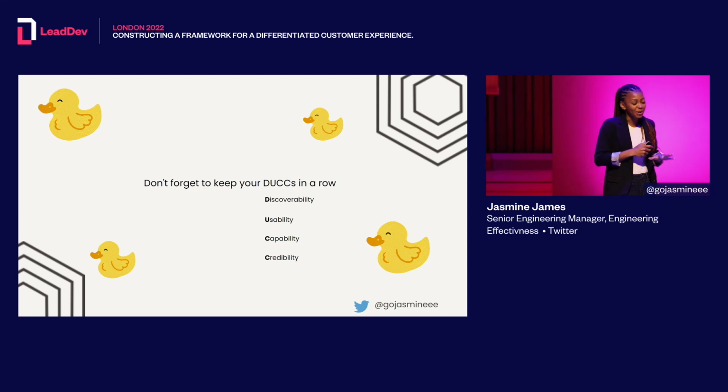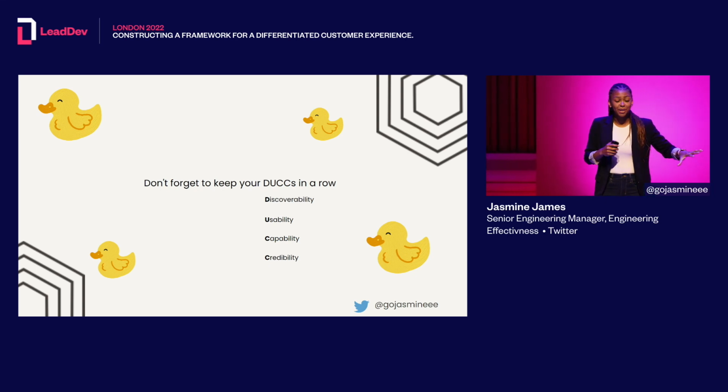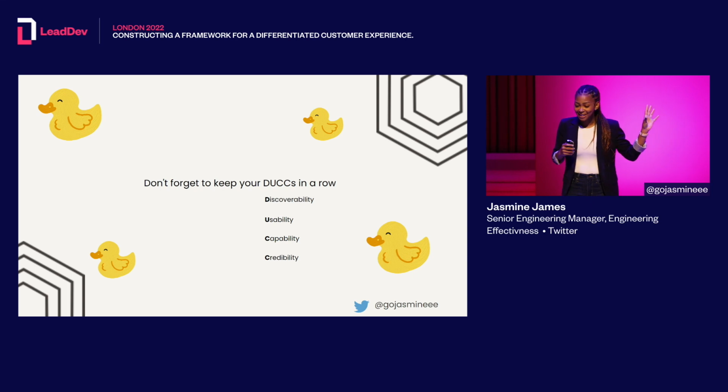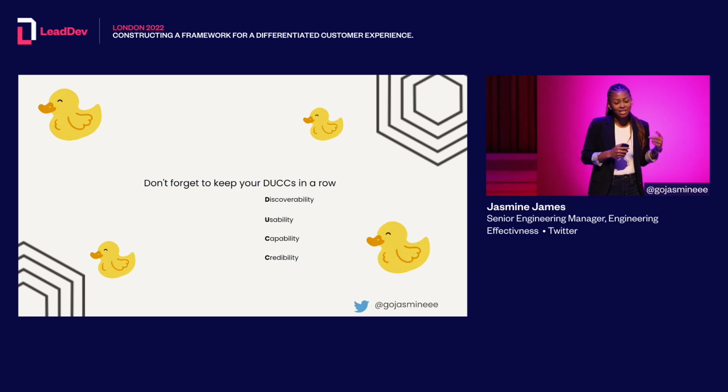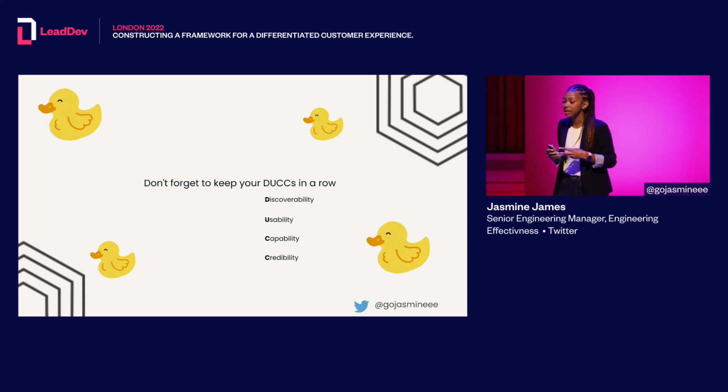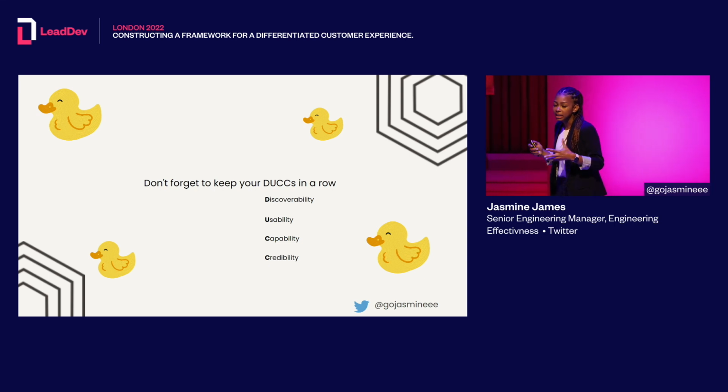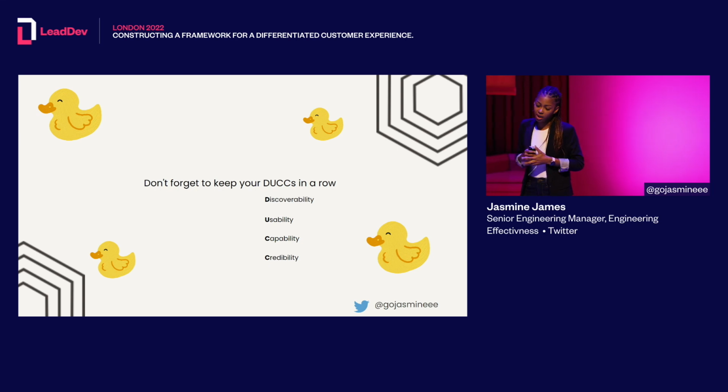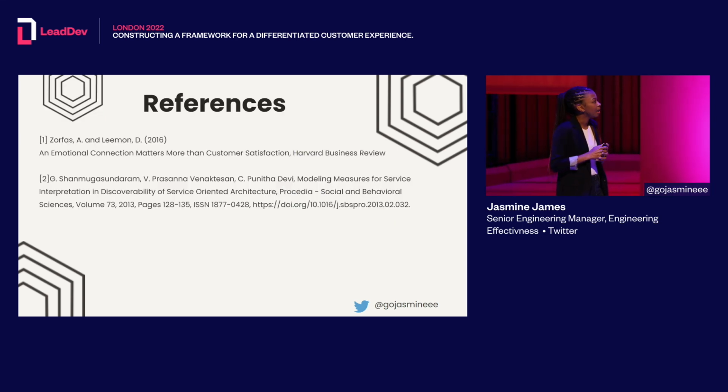Being that I work for Twitter, I could not leave this stage without making a bird reference, so here it is. It's an easy way to remember the framework, DUCC: Discoverability, Usability, Capabilities, and Credibility. Things to keep in mind as you differentiate your customer's experience from others.